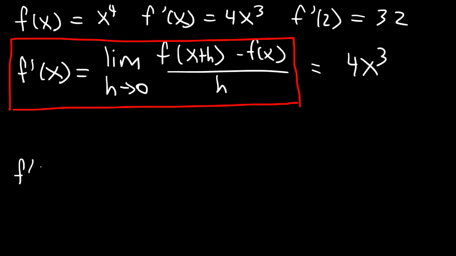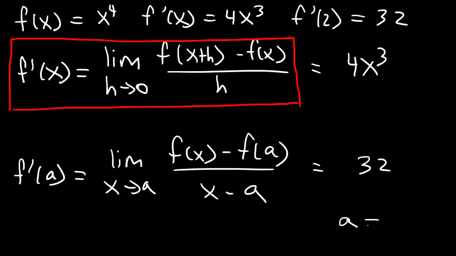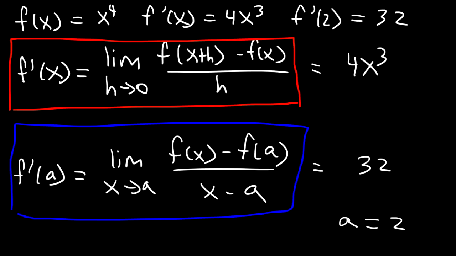So that's f prime of a. So that's the limit as x approaches a of f of x minus f of a over x minus a. In this example, it's going to give you the number 32. So a is 2. So whatever number you see inside here, that's your a value. So make sure you understand this.